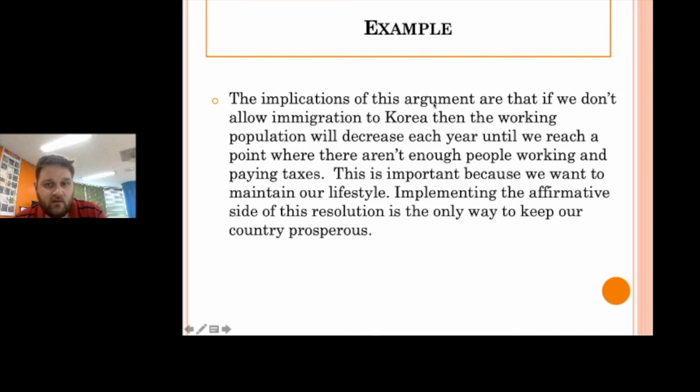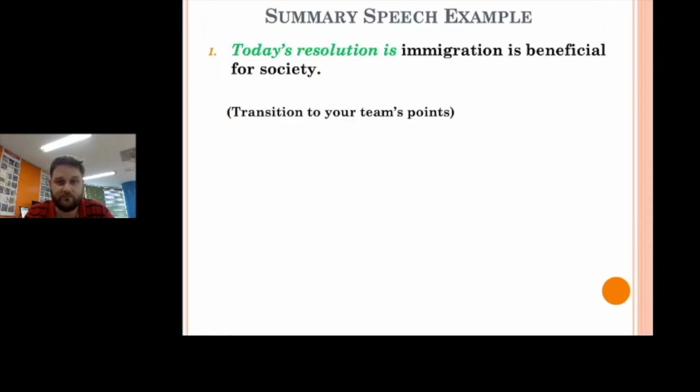The implications of this argument are that if we don't allow immigration to Korea, then the working population will decrease each year until we reach a point where there aren't enough people working and paying taxes. This is important because we want to maintain our lifestyle. Implementing the affirmative side of the resolution is the only way to keep our country prosperous. As you can see here, I've gone for a pessimistic approach. You can use whatever approach you want, but this is just an example of using implications.